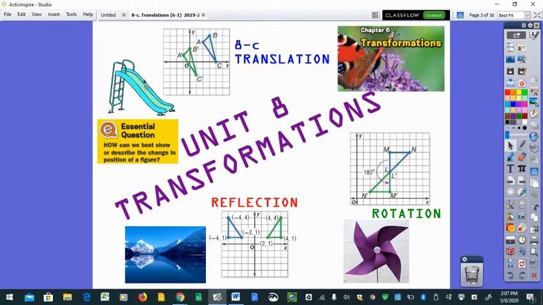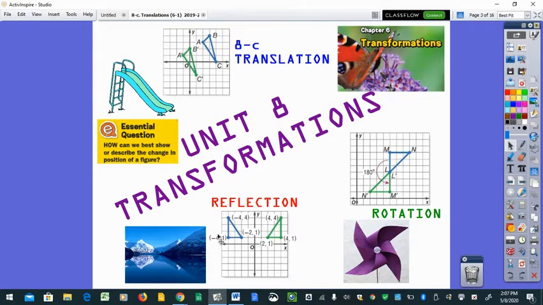Translation is the word slide, where your shape just kind of moves to another place. It doesn't turn. It doesn't change its orientation or its shape or its size. It just kind of moves to the left and down, or maybe it will move to the right and up, but it's like it's sliding on ice. Today we're going to talk about translations.